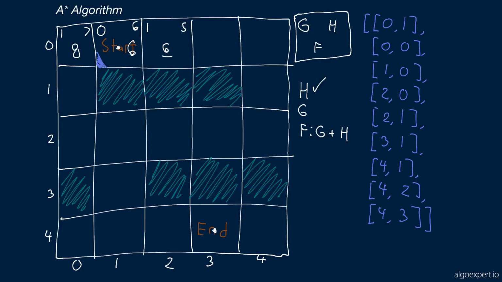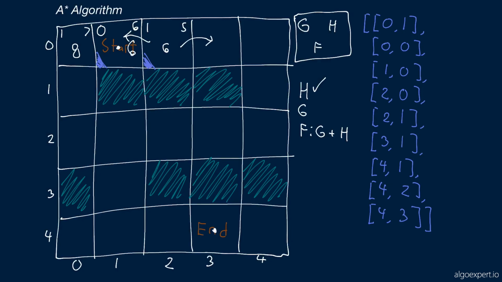So obviously 6 is smaller than 8. So we are going to consider this node. Let's go ahead and mark this one as visited because we've considered it. And now what we'll do is consider its neighbors. So we'll look to the left and we'll look to the right. Now we can start with looking to the left.